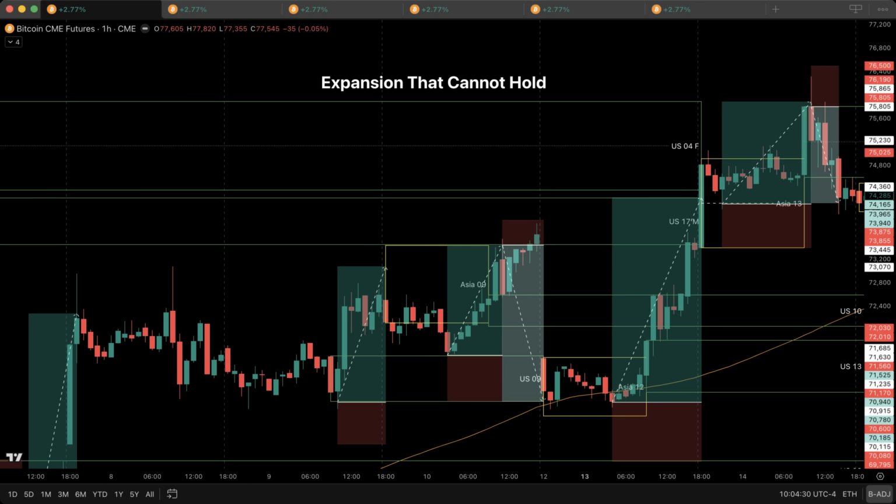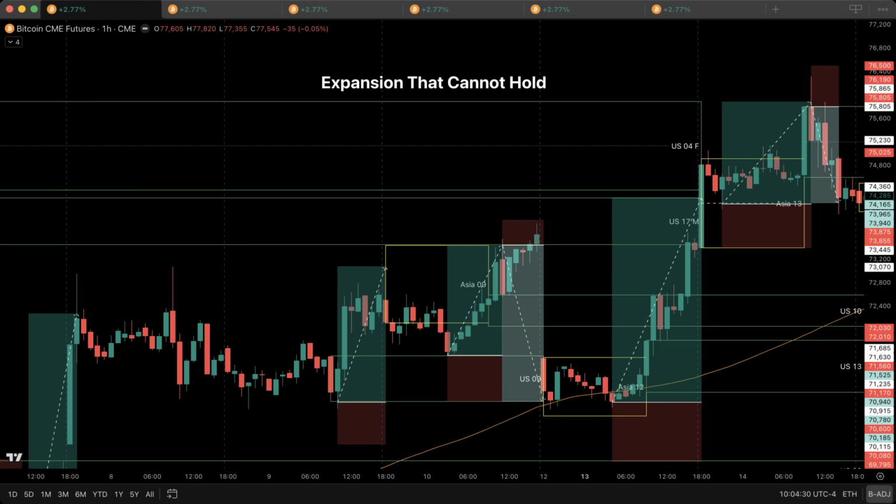Now the key condition. When price reaches the April 10th U.S. session box, it must stay above it. If it cannot stay, it returns. When price reaches the March 17th U.S. lower boundary, it must extend beyond it. If it cannot extend, the entire move collapses.